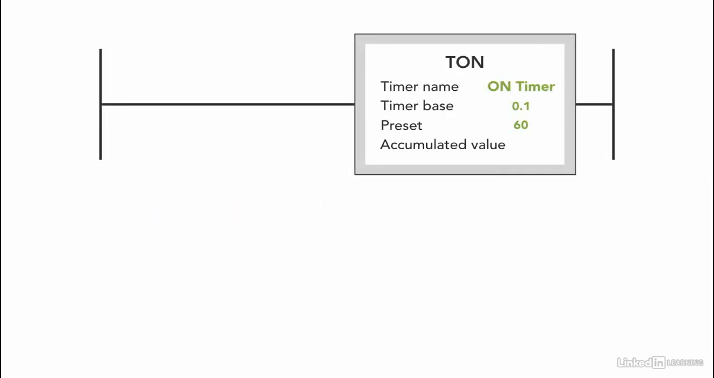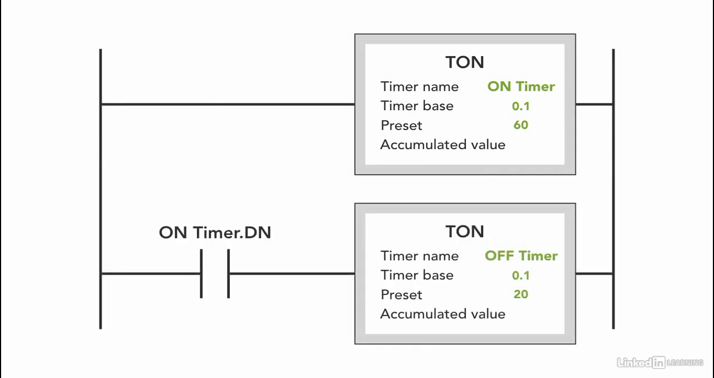Now let's start programming. The first step is adding the timer in the rung. As soon as the program starts, the rung is true and the timer starts timing. Once the 6-second is done, then we'll be using the done bit of the timer to start the second timer. This will ensure that the second timer starts only when the first timer is done timing.